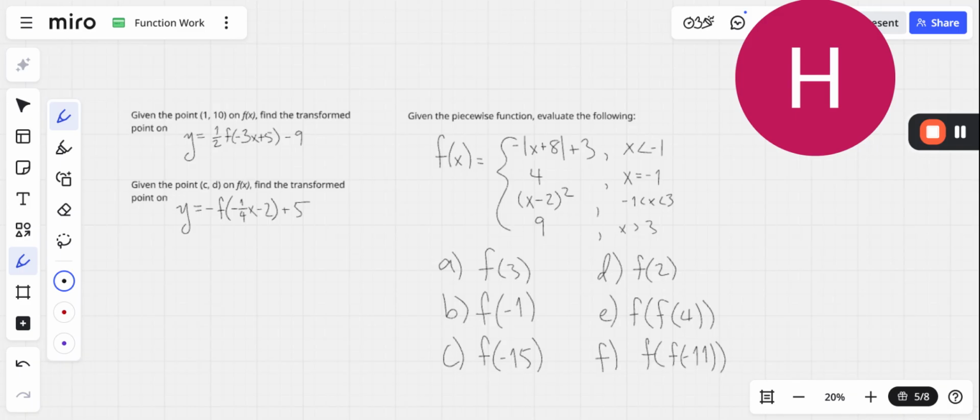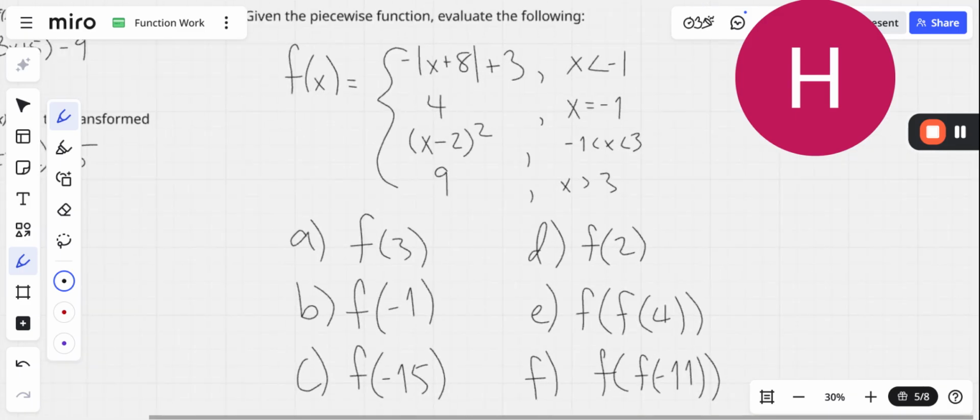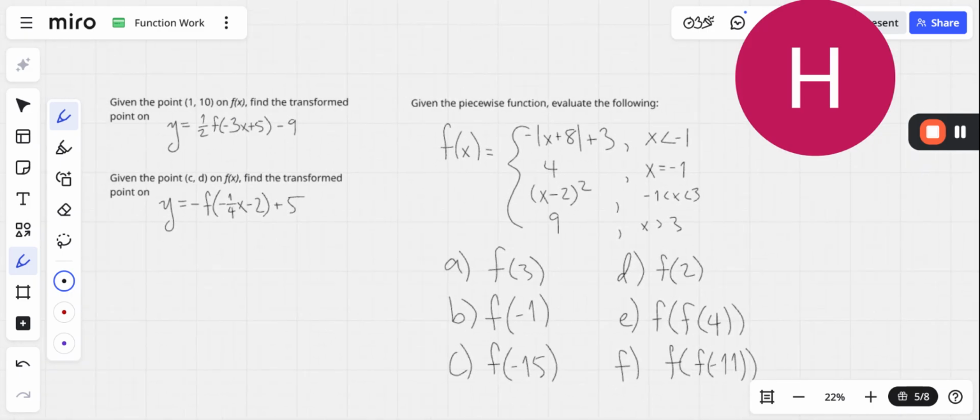And today we have some algebra recap for those of you who are in Algebra 2. This is a recap on functions, transformations of functions, just a brief segment of function work. We're going to take a look at how we use a transformation with a point. We're also going to take a look at piecewise function and how to evaluate it at some different locations.